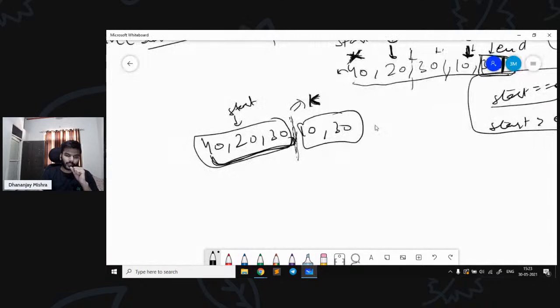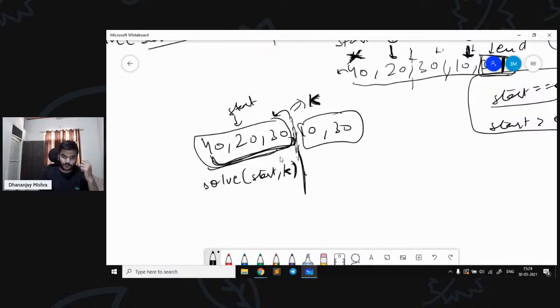Why are we using a recursive function? Because we have to solve the same subproblem again and again. That's why we use recursion, because recursion is a function that calls itself again and again. So I will call my recursion function solve for this left part, where start will remain the same but the end will be shifted to this point, right? I hope you are getting it. So my end will be k, right?